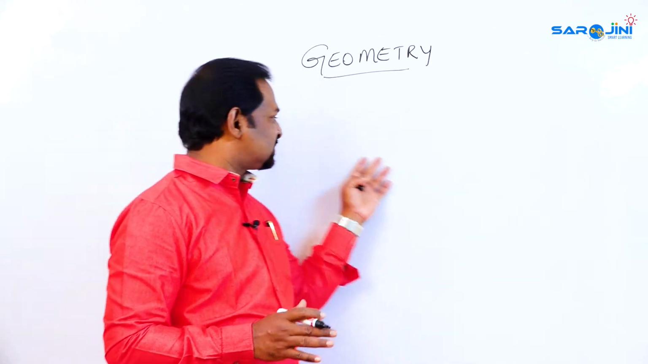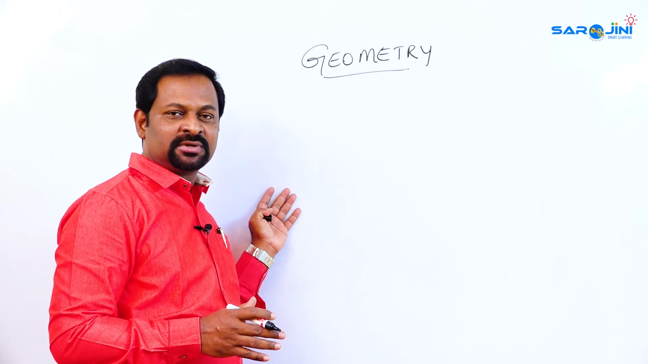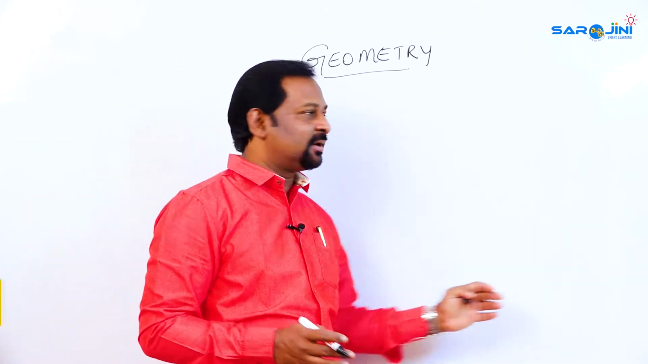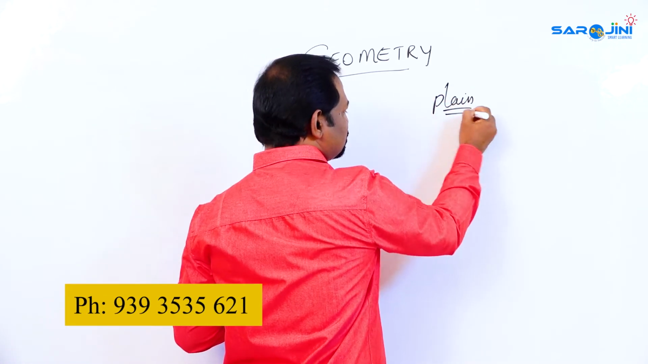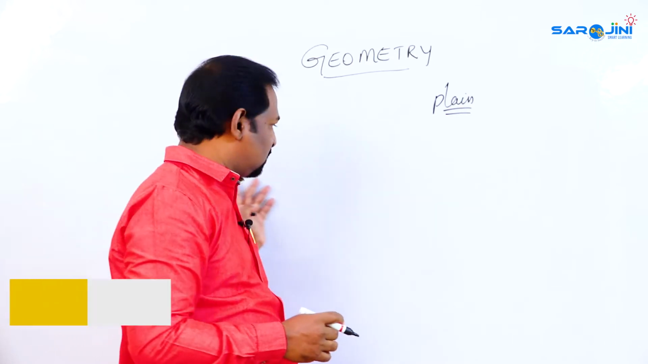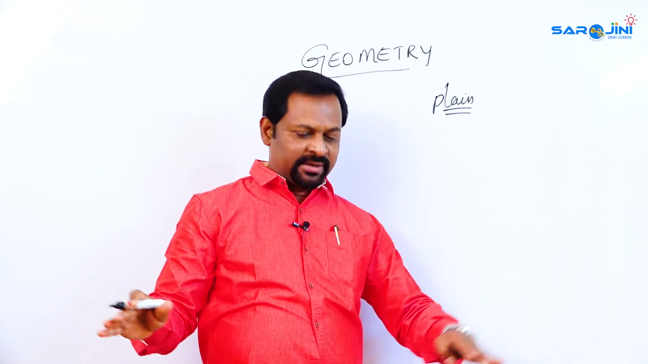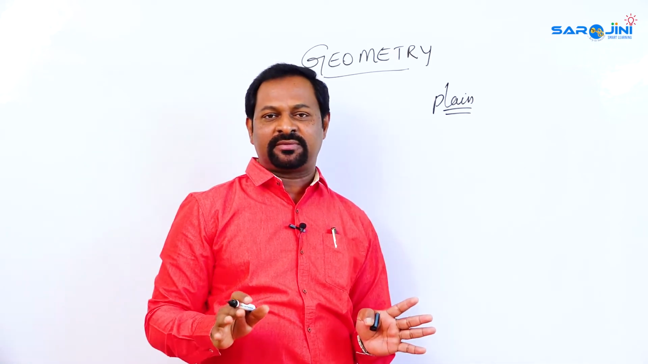If you think, suppose this complete board is there. This is a whiteboard. Nothing is written, suppose. So this is a plain board. So this is called a plane. The plane may be a whiteboard, or a desk, or a floor, anything. It is a plane. Nothing is left on that.